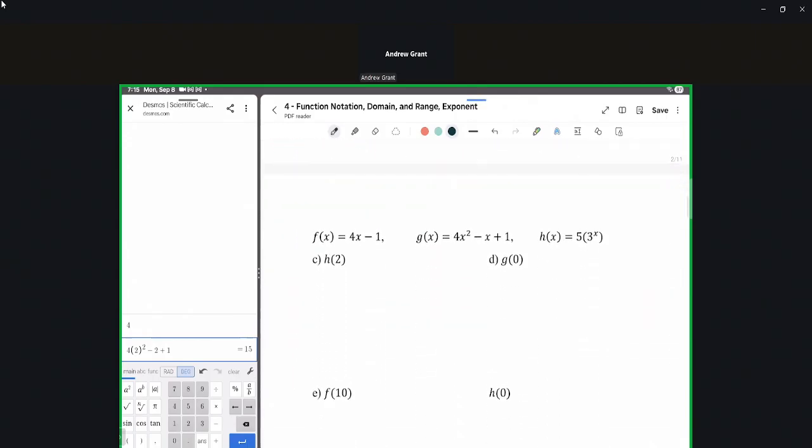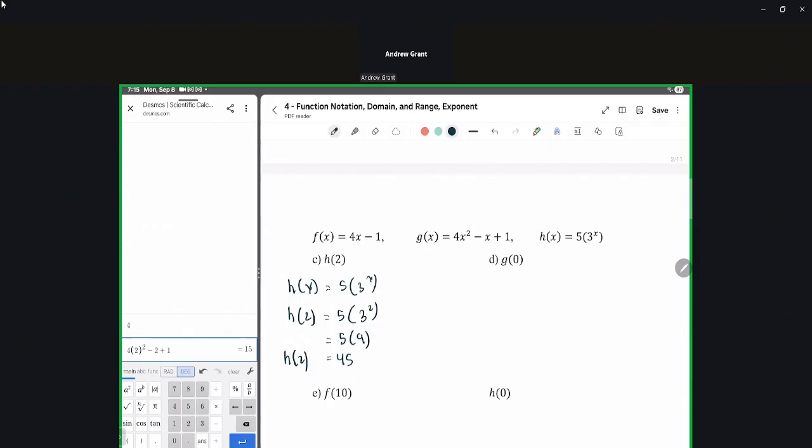What about h of 2? Well, h of 2 is this exponential. So if h of x is equal to 5 times 3 to the power of x, then h of 2 will be equal to 5 times 3 to the power of 2. Following PEDMAS or BEDMAS, 3 to the power of 2 is 9, and 5 times 9 is 45. Okay, so all we did was replace the x, which in this case was the exponent, with the 2 that we cared about.